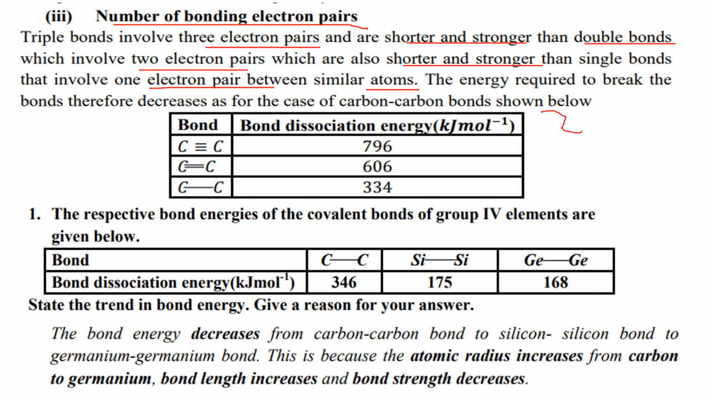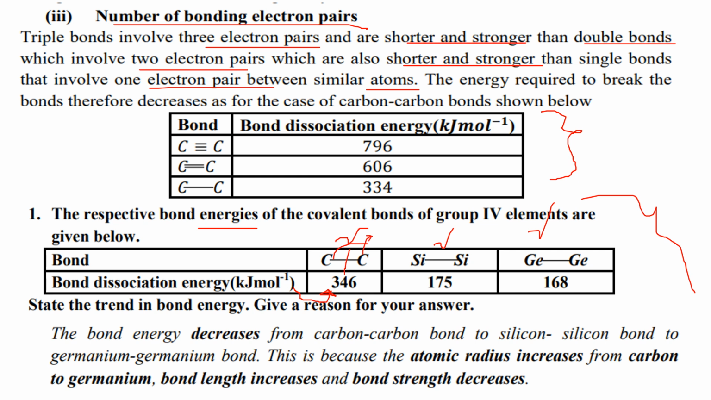And the example for that is going to be the following table. So the question is going to be as the following, about what you have discussed so far. The respective bond energies of the covalent bonds of group 4 elements are given below. So the bond between carbon to carbon, silicon to silicon, and germanium to germanium, you are going to get the bond dissociation energy, which is the energy required to break. We defined bond dissociation energy in thermochemistry videos, and we said that bond dissociation energy is that energy required to break a covalent compound into its constituent gaseous atoms.